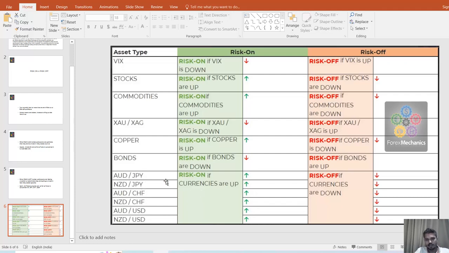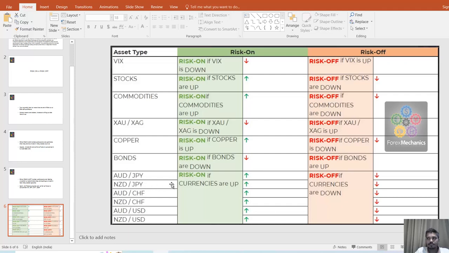Similarly, if the risk is off, you would typically see these currencies falling in value. So when you see these currencies falling in value, it is safe to assume that the markets are in a risk off situation. So selling these currency pairs would make more sense.